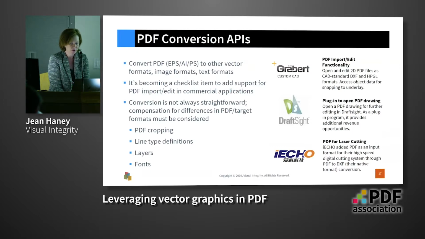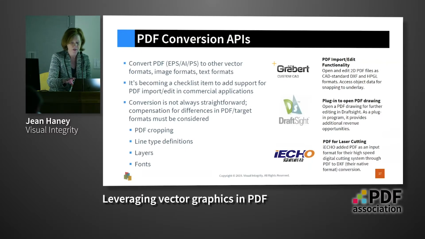It's becoming a checklist item to add support for PDF import edit in commercial applications. And conversion is not always straightforward. In order for it to be done well, there has to be compensation for differences in PDF and the target format, as I mentioned already before. Things like PDF cropping, line type definitions, layers, and fonts. By mapping your format to PDF through use of an API, you can also add features like snap to an underlay or viewing to your software or service. Matching PDF to another format is never a one-to-one exercise. So these compensations become very important.